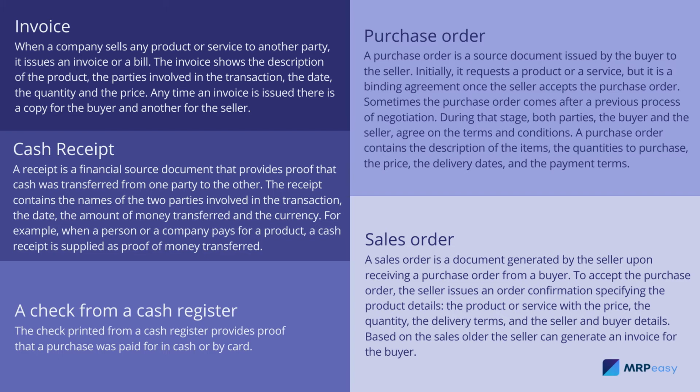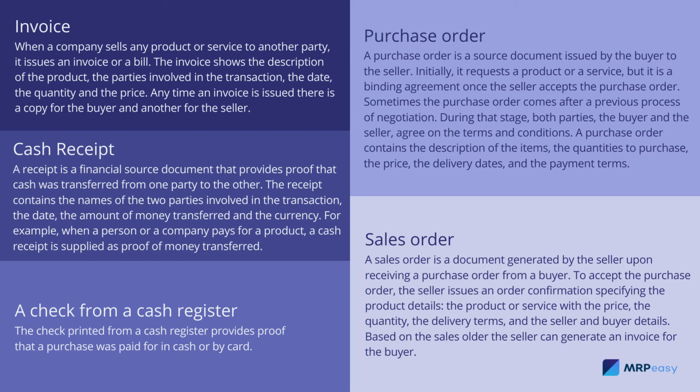Cash receipt. A receipt is a financial source document that provides proof that cash was transferred from one party to the other. The receipt contains the names of the two parties involved in the transaction, the date, the amount of money transferred, and the currency. For example, when a person or a company pays for a product, a cash receipt is supplied as proof of money transferred. A check from a cash register. The check printed from a cash register provides proof that a purchase was paid for in cash or by card.